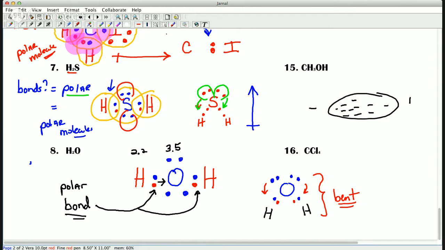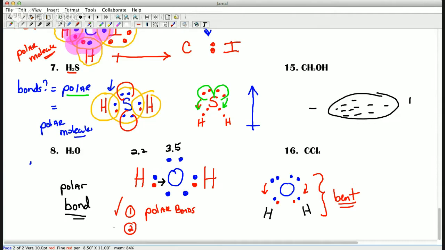Now you could draw it this way, but you might fool yourself into thinking this molecule is not a polar molecule. Let's go over. Definitely has polar bonds. Check. Polar bonds. 2 different nonmetals will share electrons unequally. So this has polar bonds. It's the first requirement to be a polar molecule.